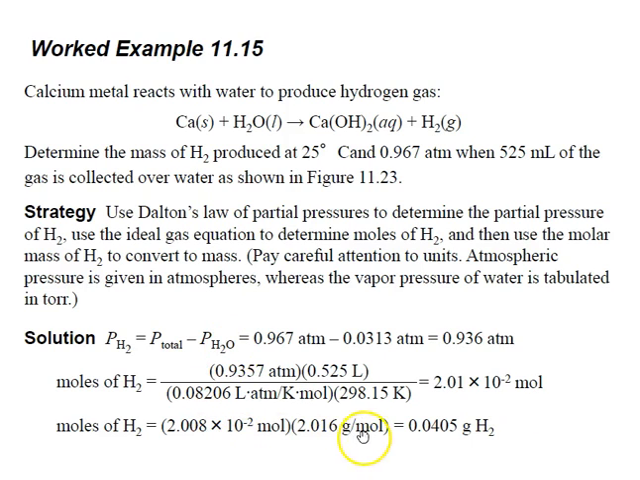We can use the molecular weight of H2. 2 hydrogens, not just one. It's diatomic. So instead of 1.008, it's 2.016. We multiply so that moles cancels. And there we go. Sure enough, mass of hydrogen, 0.0405 grams or 40.5 milligrams. Not too bad.